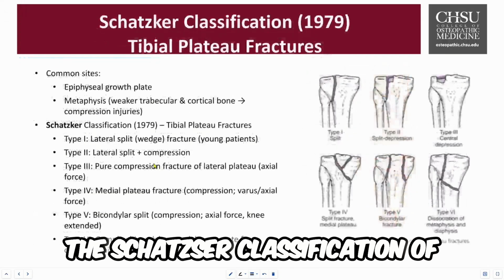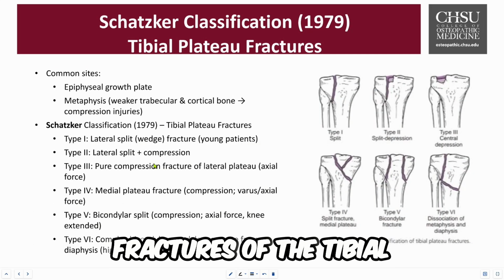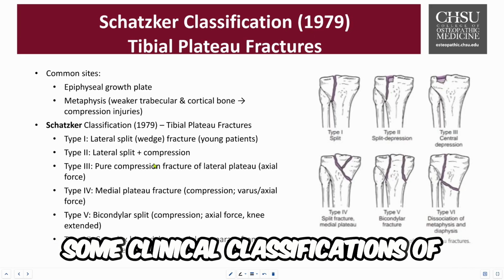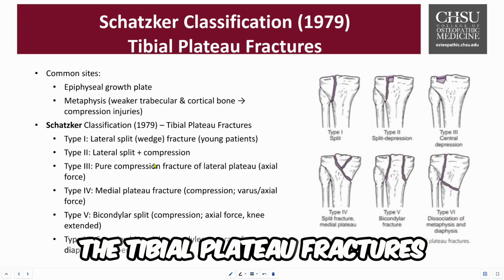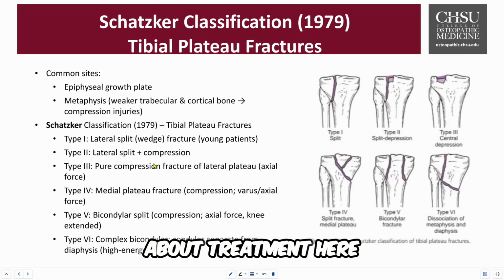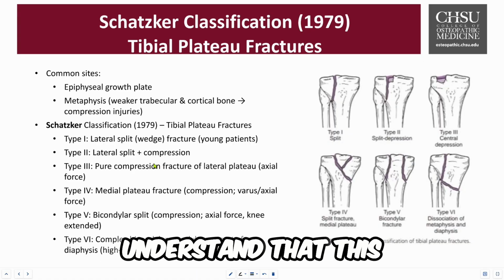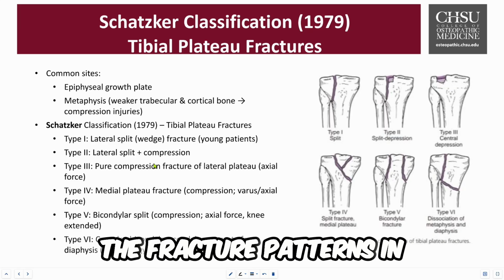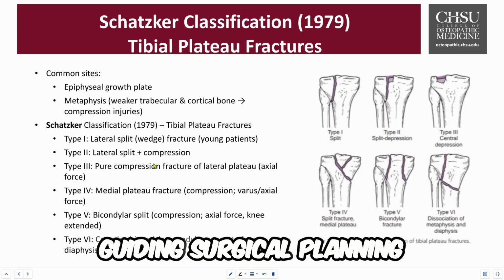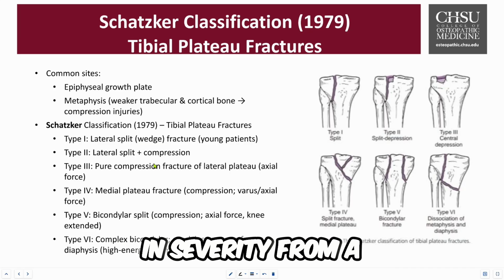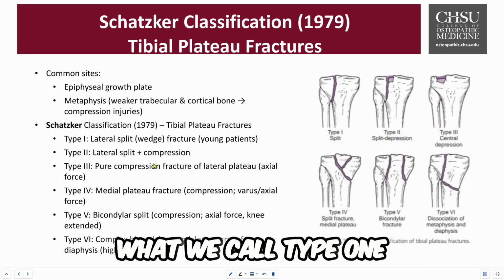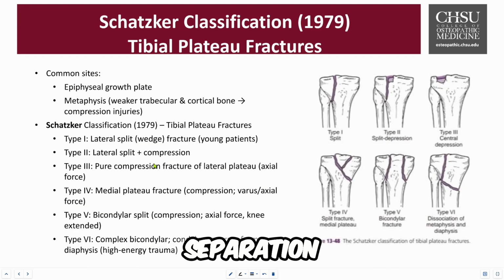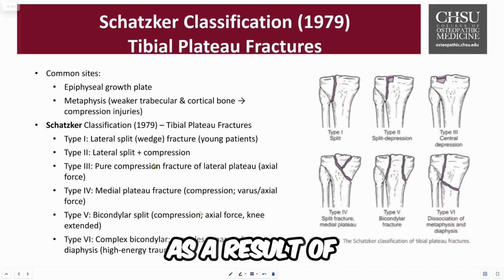The Schatzker classification of tibial plateau fractures. This slide provides some clinical classifications of the tibial plateau fractures, and it helps dictate treatment. We're not going to talk about treatment here, but it's important to understand that this classification is used universally by orthopedic surgeons to describe the fracture patterns in guiding surgical planning. The types progress in severity from a more simple split fracture, what we call type 1, to a more complex bicondylar fracture with separation from the shaft. And this is usually as a result of high trauma energy.